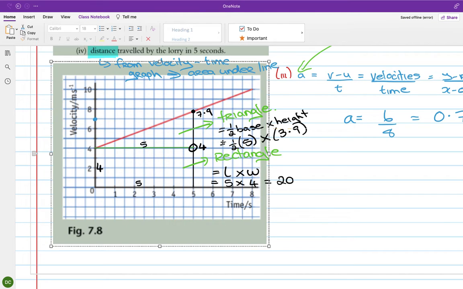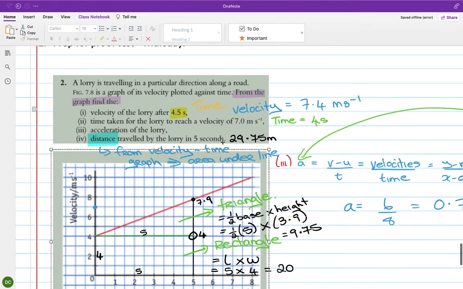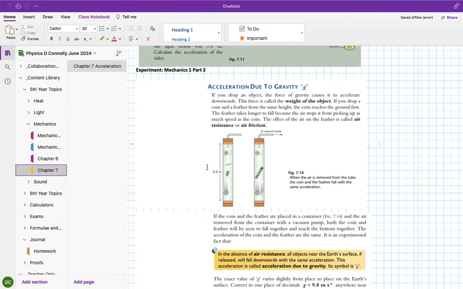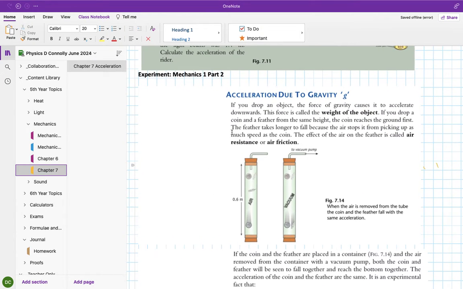So if I do 3.9 multiplied by 5 multiplied by a half, I'm getting 9.75. Did I do that right? Yeah, 9.75. So then add them together, 9.75 plus 20, and you get 29.75 meters is the distance travelled in 5 seconds. All right, so that's using a velocity time graph. That was your homework. So now I just want to move on to this.